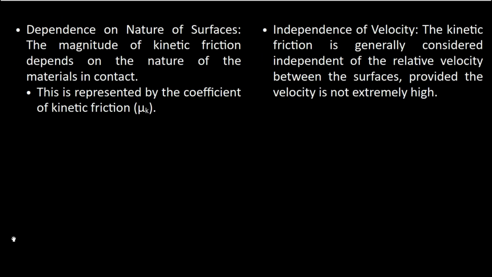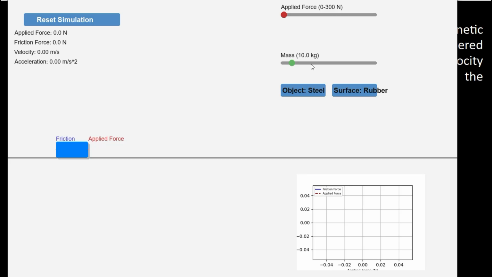Dependence on the nature of the surface is taken care of by your coefficient of kinetic friction, mu_k. And independence of velocity, this is the new one. The kinetic friction is generally considered independent of relative velocity between the surfaces, provided the velocity is not extremely high. So then things are different.